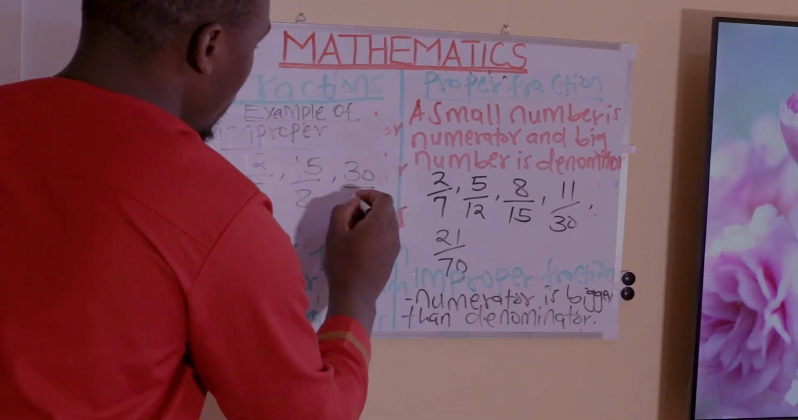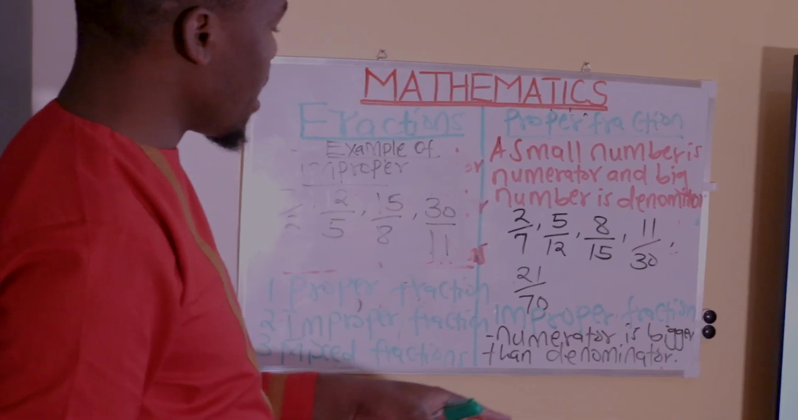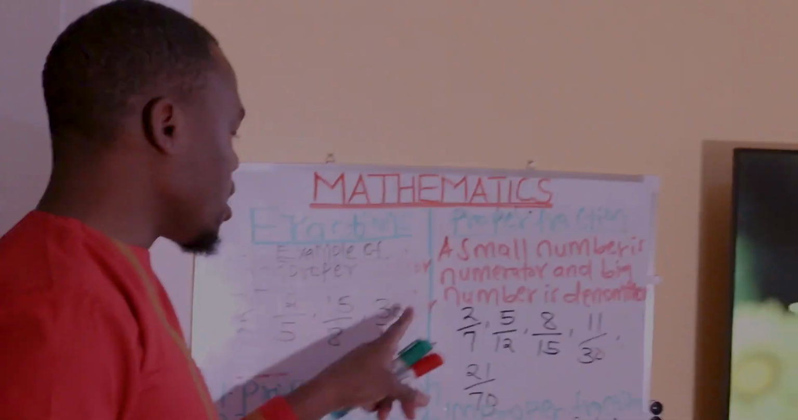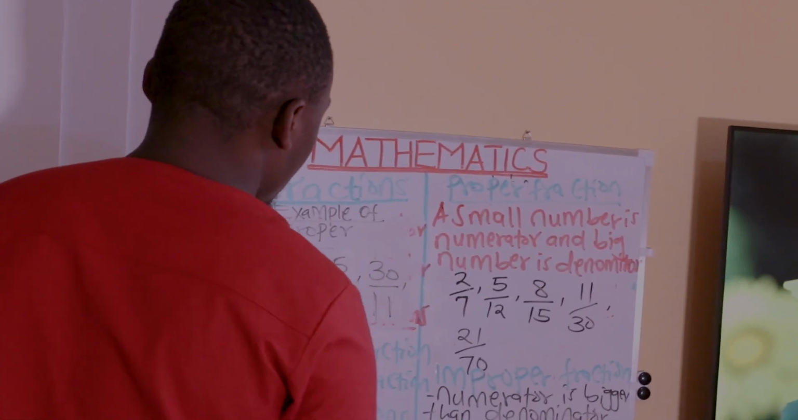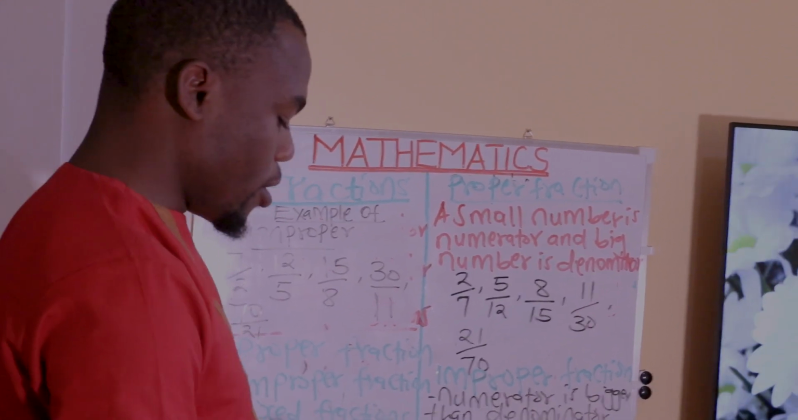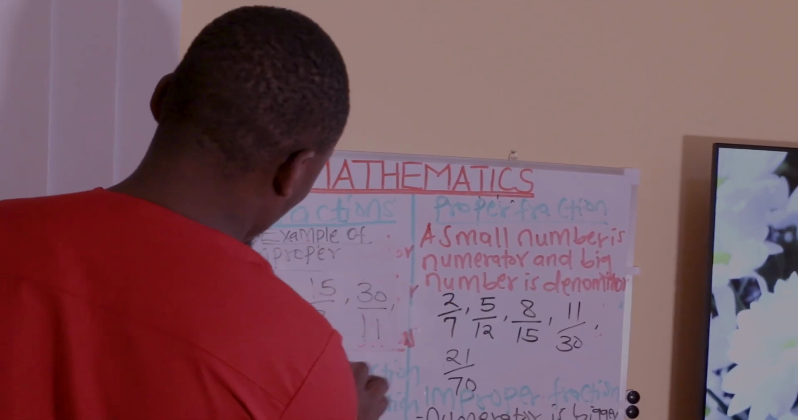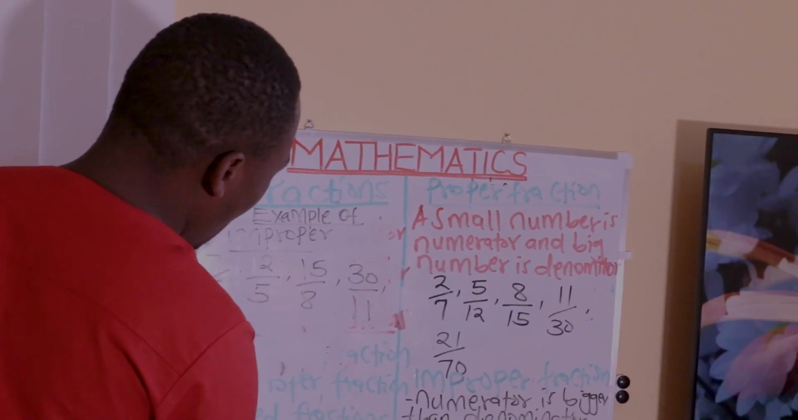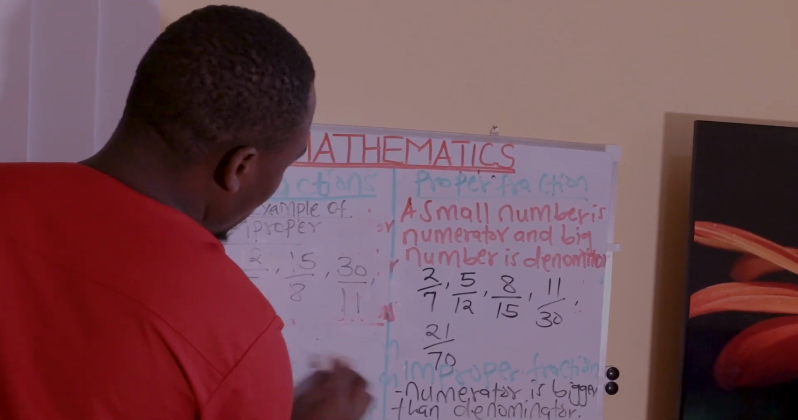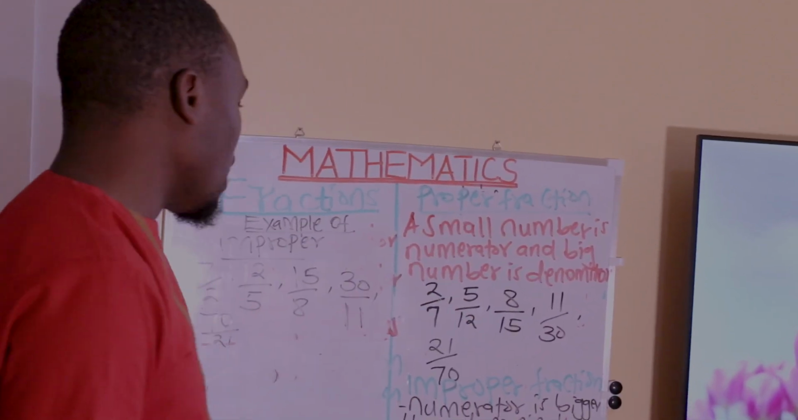I'm just changing the ones we mentioned in the proper fraction so that you can understand how we call it improper. It is where the big number comes on top and the small number goes down. Then another one is 70 out of 21, something that is impossible. It's not possible for a small child to carry an adult on top of the shoulders or on top of their head. So we call it improper fraction.